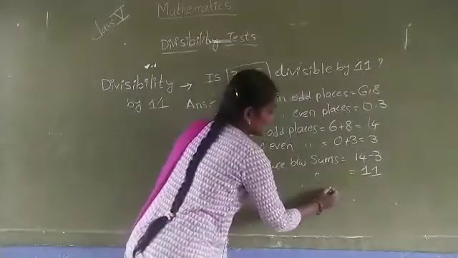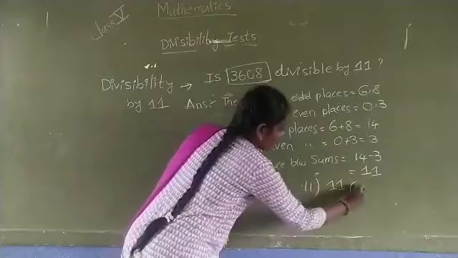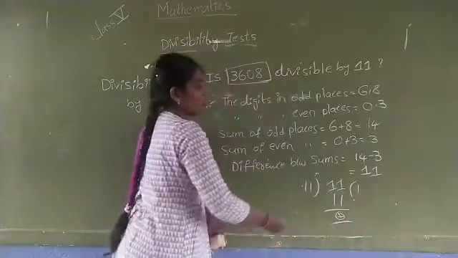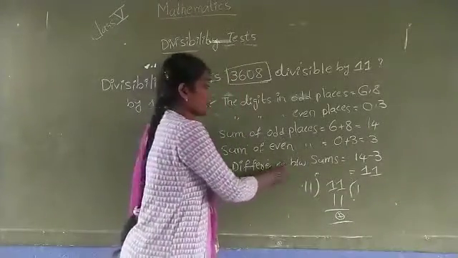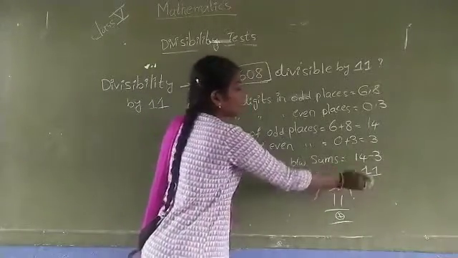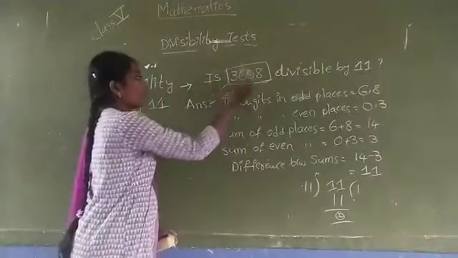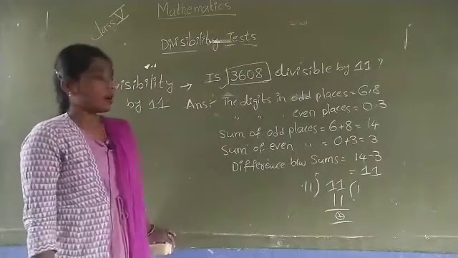We have to check this 11 is divisible by 11 or not. 11 ones are 11. The remainder is 0. So this 11 is divisible by 11. That means the difference between sums is 11, and that 11 is divisible by 11. So this whole number is divisible by 11. This is the divisibility test of 11.